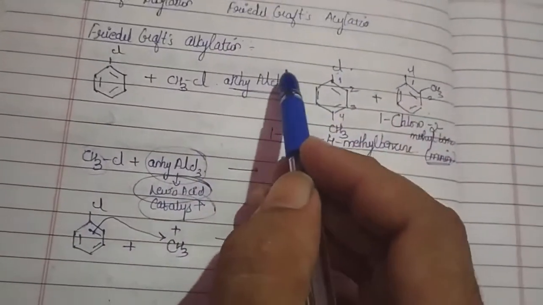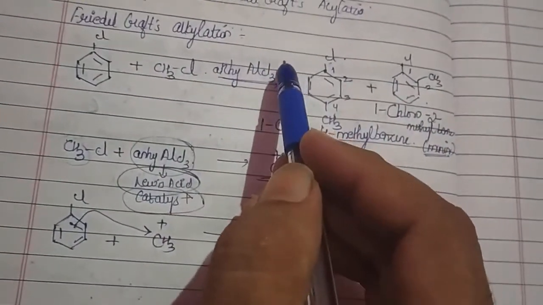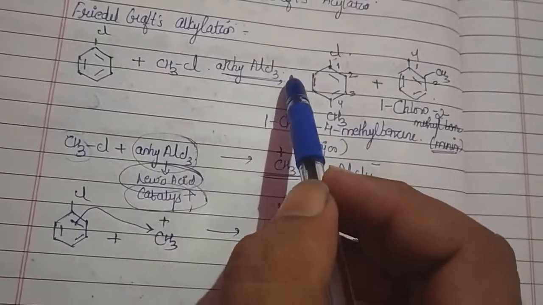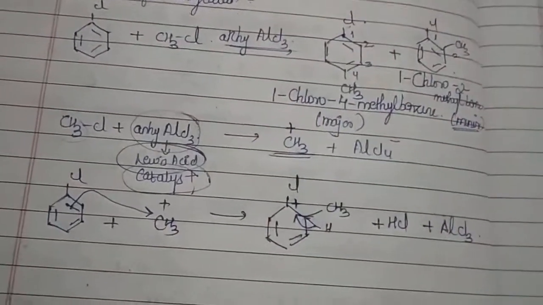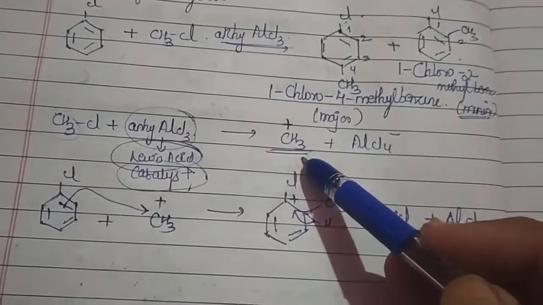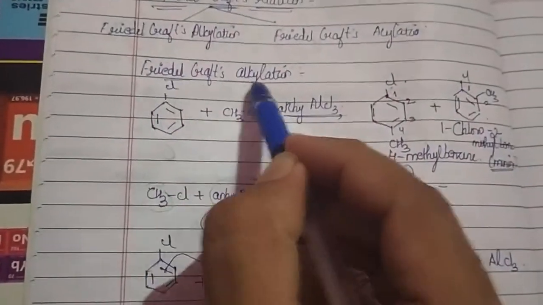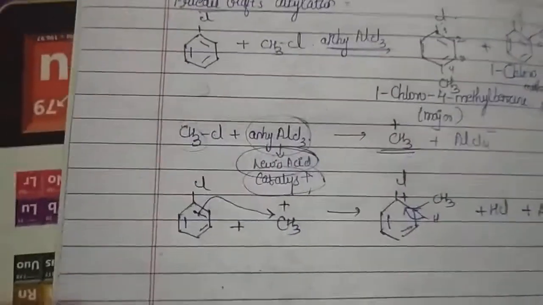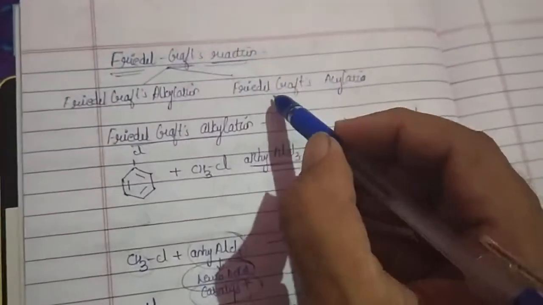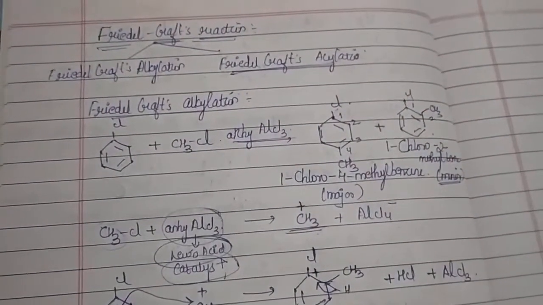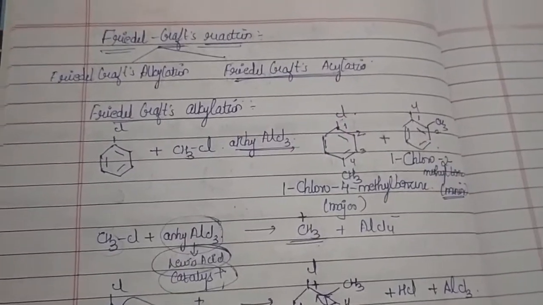The question arises, why have we taken anhydrous AlCl3? Because it is acting as a Lewis acid, as a catalyst. With the help of the anhydrous AlCl3, we are able to provide the electrophile, that is your methyl carbocation. So this is called what? Friedel Craft's alkylation. Similarly, when we go to another important reaction, what is it? Yes, it is called Friedel Craft's acylation.